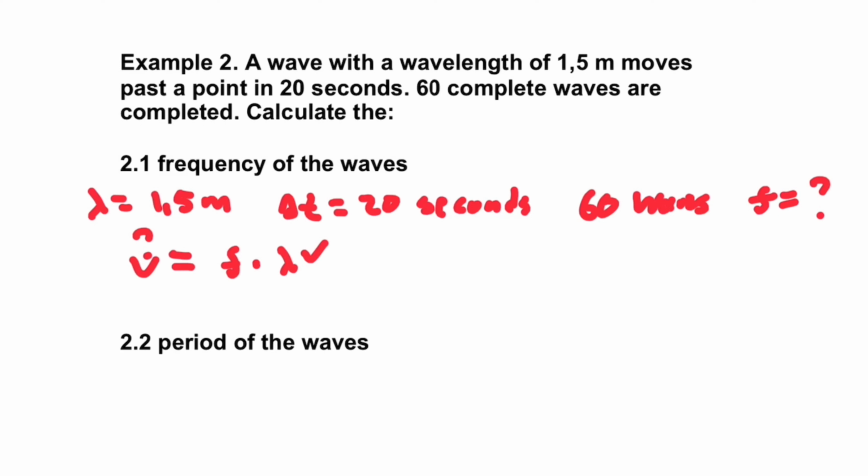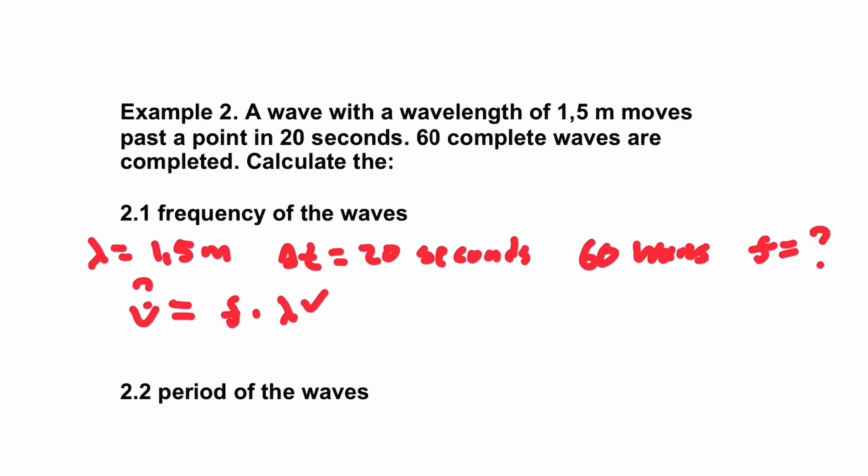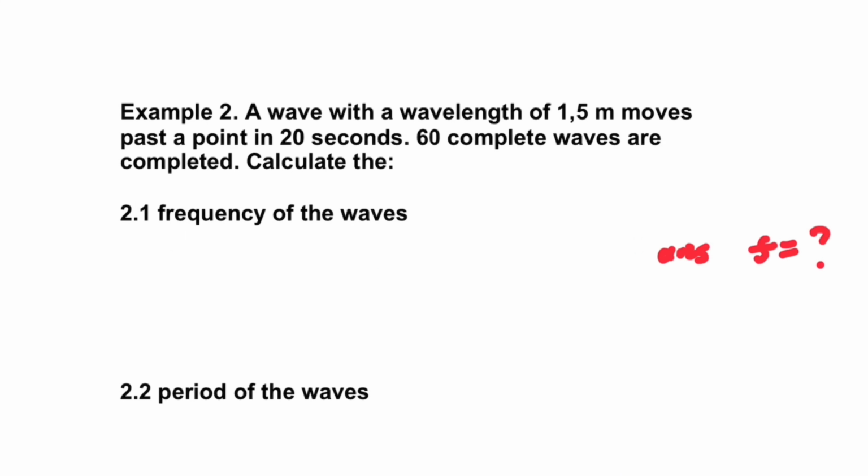So how are we going to solve this problem? We cannot use f is equal to 1 divided by T, and we cannot use the wave's speed as we don't have it. This is where we need to go back to the definition. How did we define frequency? We defined frequency as the number of complete wavelengths passing a point in 1 second. So in our question, we are told that in 20 seconds, we have 60 complete waves.